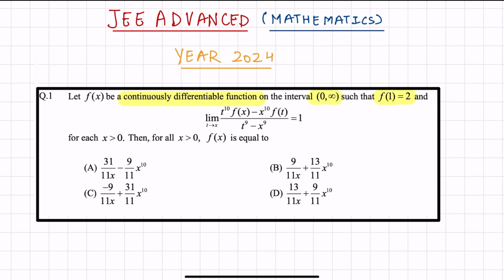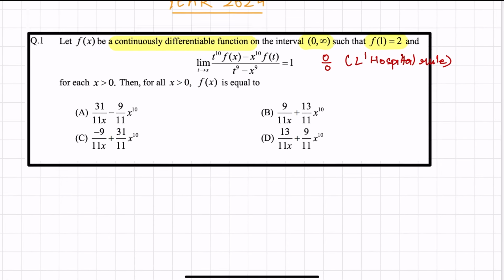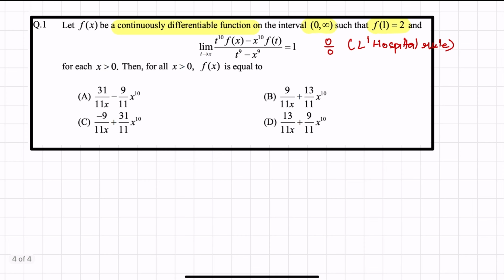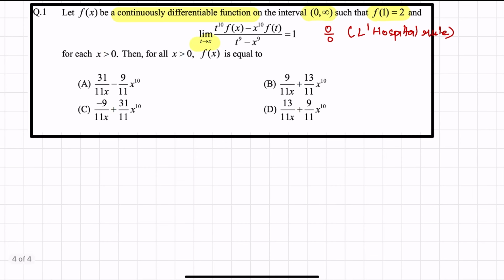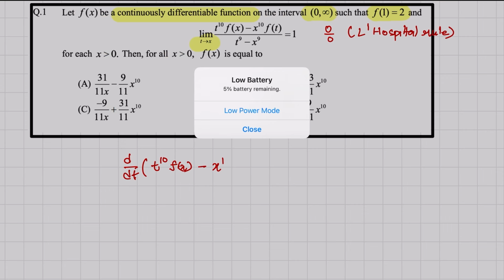When you plug t is equal to x, what you get is 0 by 0, and you can apply L'Hopital's rule. And one thing to make sure of: the variable here is t, not x. So make sure you understand that. Now we can apply L'Hopital's rule. Basically, that means we can differentiate the numerator and the denominator with respect to t. Don't differentiate with respect to x.